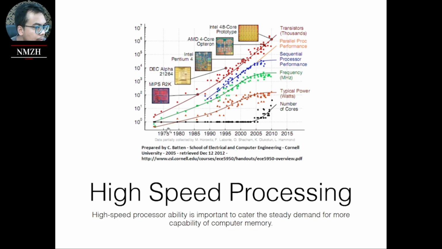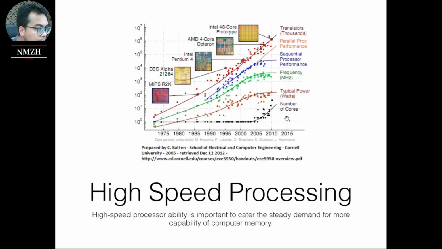So we take a look at the changes that happened in the 1980s. The things related to the transistors that were used, parallel processing performance, sequential processing referred to the blue line, green for the frequency, and this color is the typical power required, which is demanded by the central processing units, while this one is the number of cores. We can look from here up to 2005.